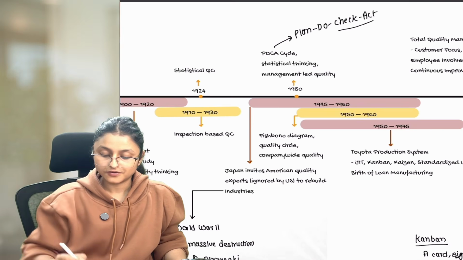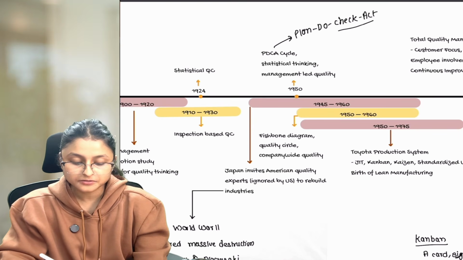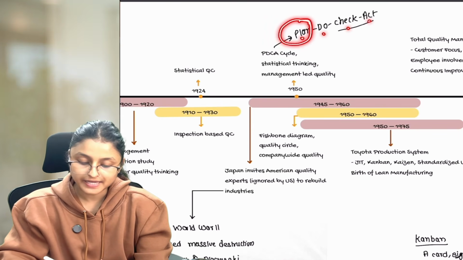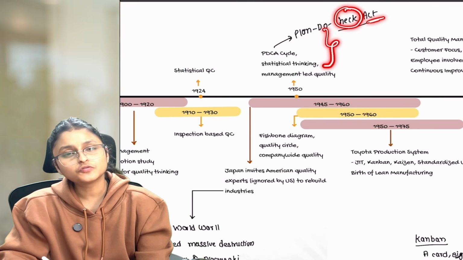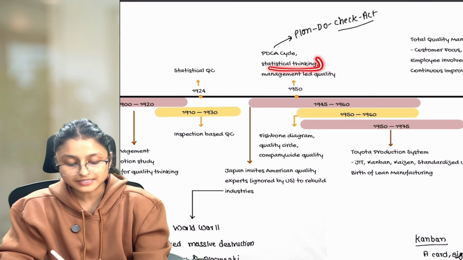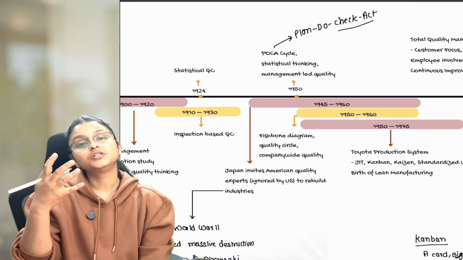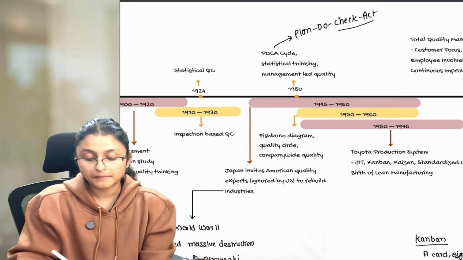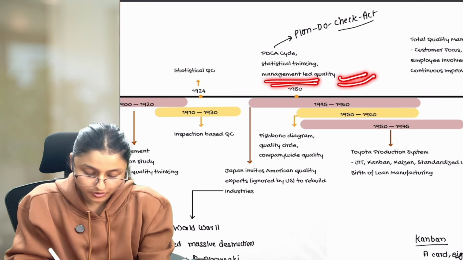What all things did Japan develop? Different techniques like the PDCA cycle. This is plan, do, check, act. First plan everything, then implement it, then check it, and then if you find some differences, act on it. This is the PDCA cycle. Then statistical thinking, that we will use statistics to check the quality. We will use some samples out of the whole batch to check the quality. Management-led quality, that management should be involved if we want to improve the quality.